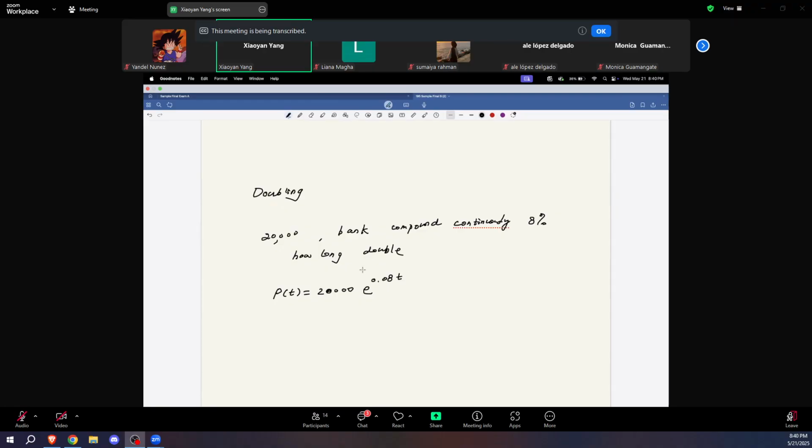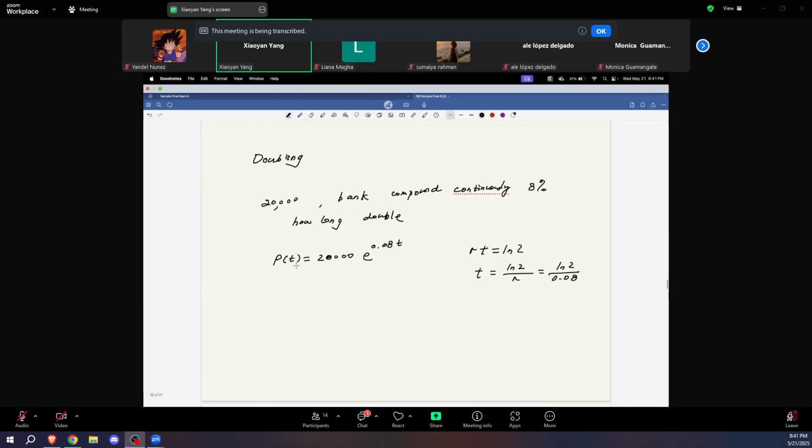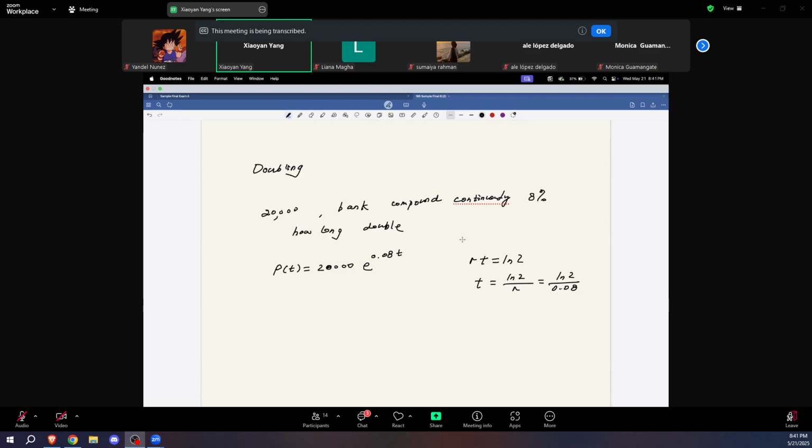How long to double? If we mention double or half-life, then r times t must equal ln 2. Interest rate 0.08. How long to double? We know the answer right away. We don't have to set up anything. Just ln 2 divided by r, which is ln 2 divided by 0.08. Okay, that's it. Half-life is the same, like radioactive decay. As long as they mention half-life or doubling, this relation must be true. This is the growth rate, this is the time, r times t must equal ln 2.